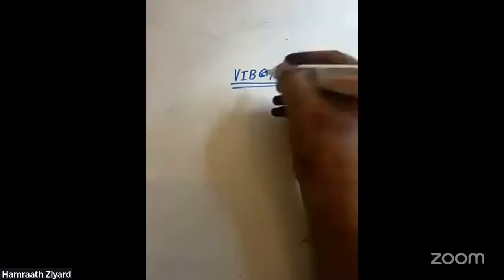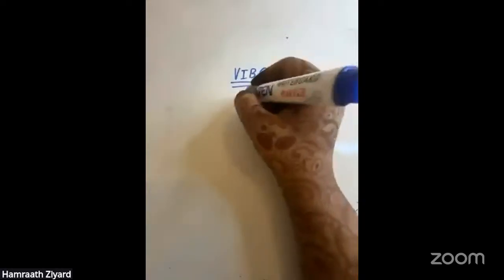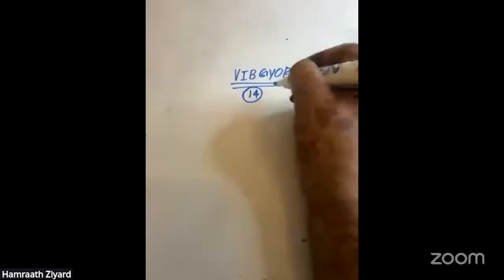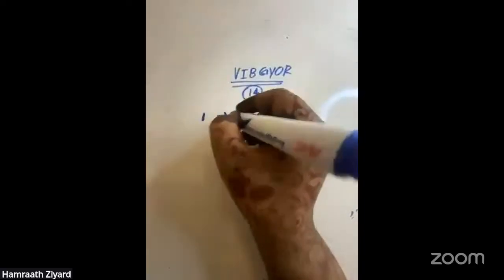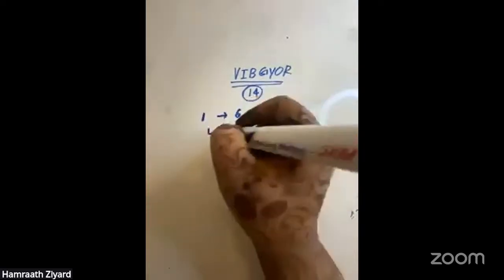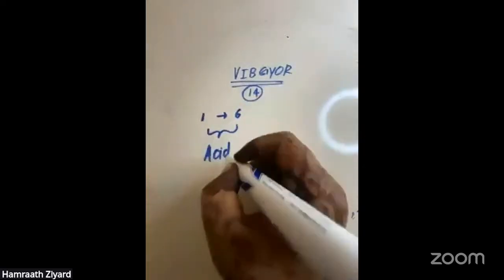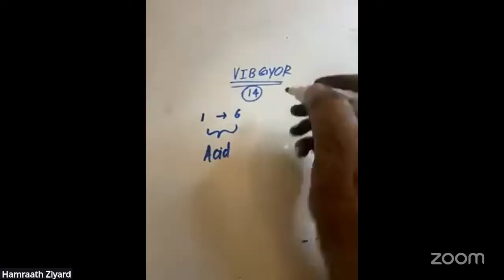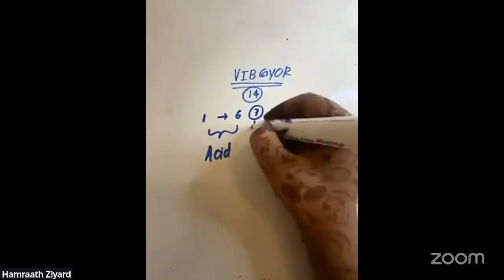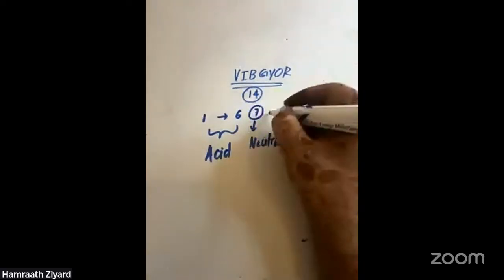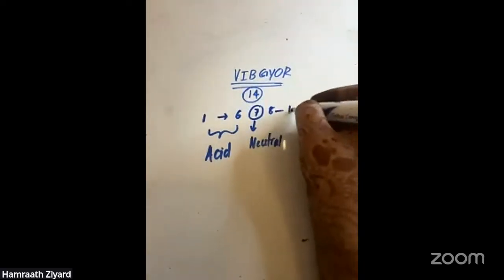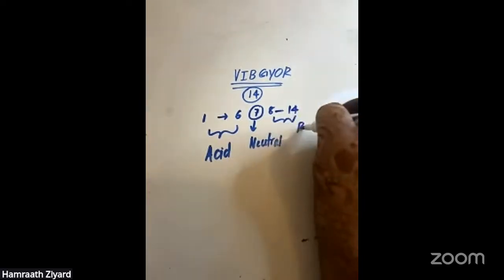So if you take the pH paper, you will have 14 colors, like you will have 14 parts. If you take the pH paper from 1 to 6, it indicates acid. From 7, it says it's neutral. That means the substance is neutral. From 8 to 14, it will indicate they are bases.